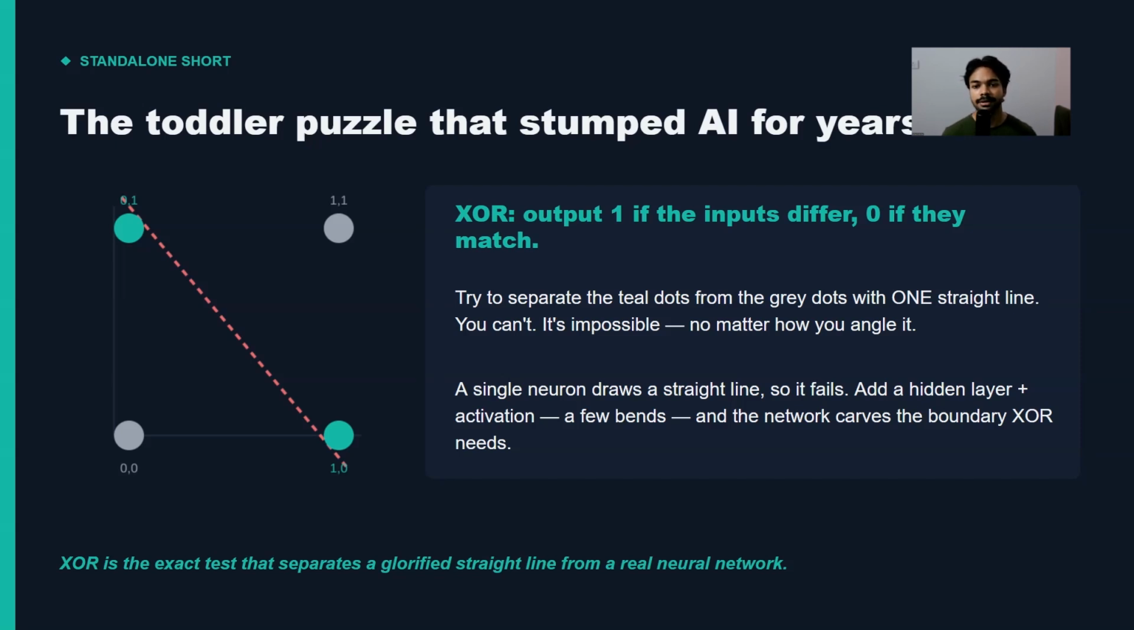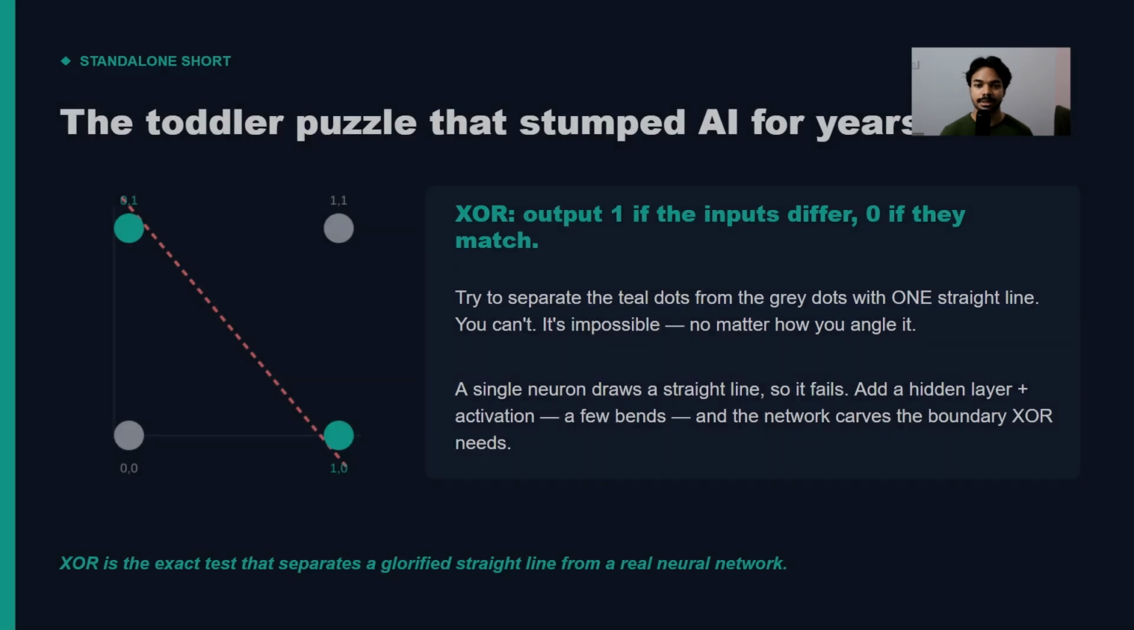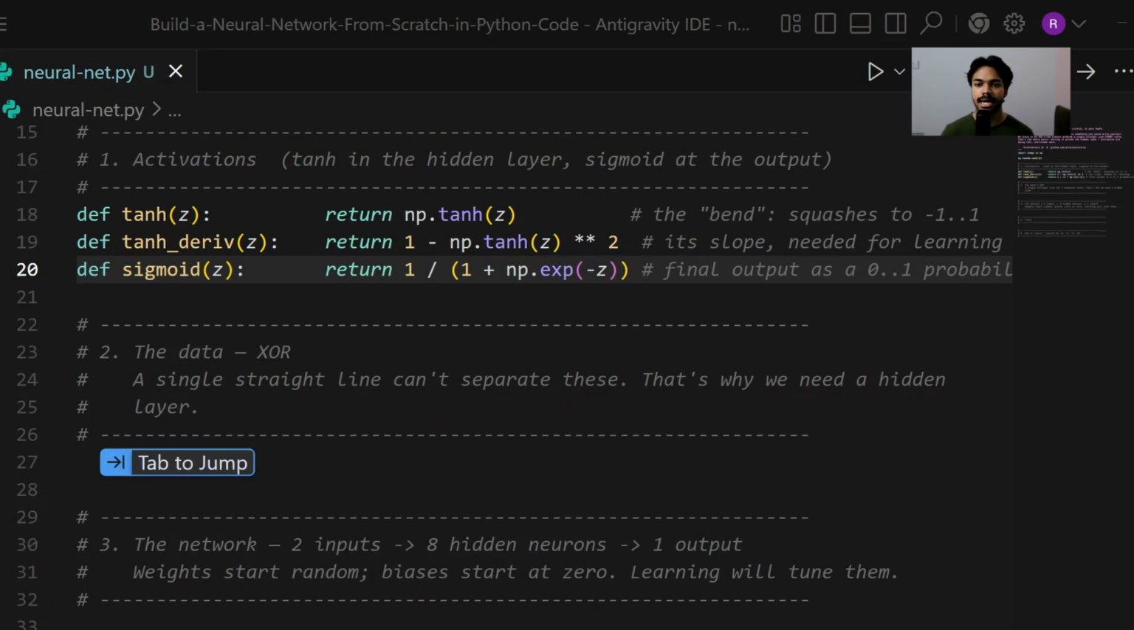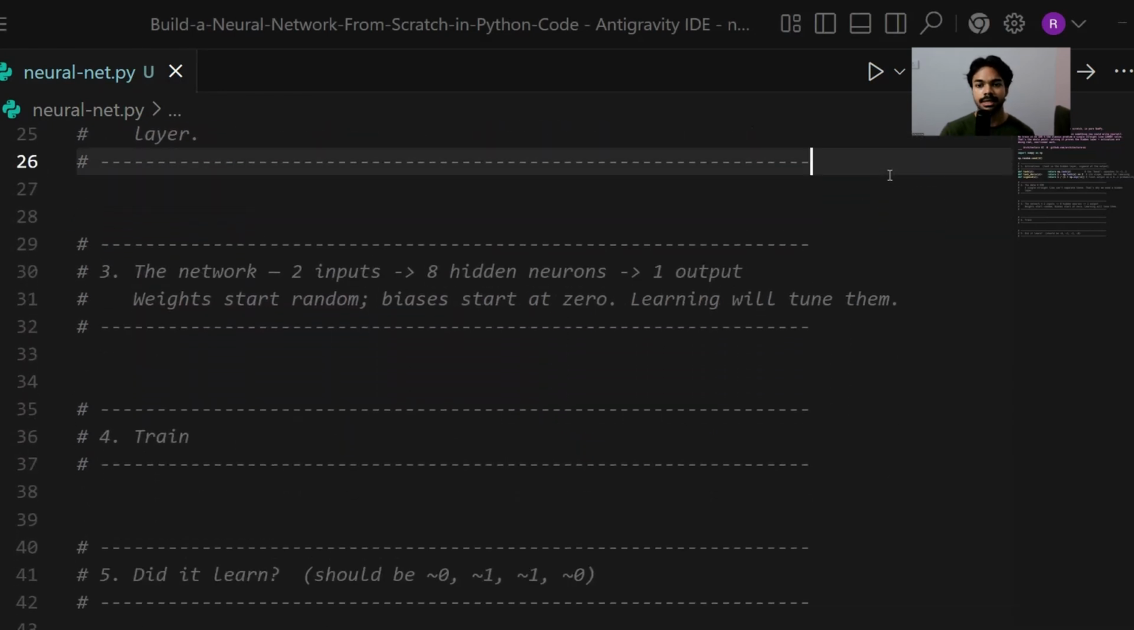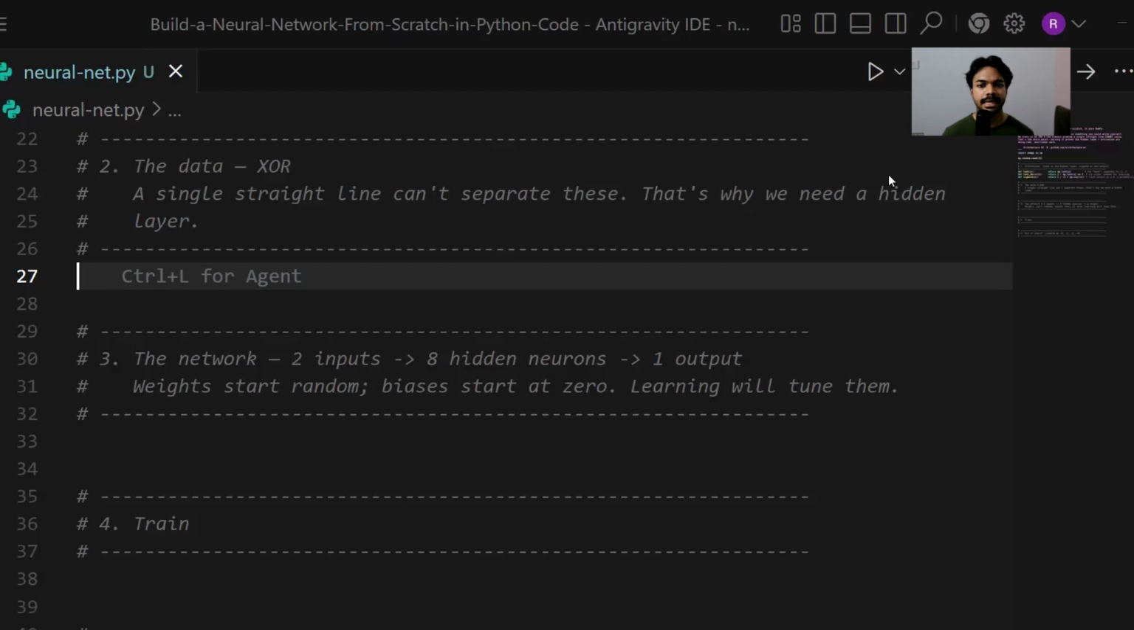The answer turned out to be everything we've built up to. A single neuron draws a straight line, so it fails, but add a hidden layer with an activation function. A few of those bends stacked together, and suddenly the network can carve out the weird non-straight boundary that XOR actually needs. So, XOR isn't a toy, it's an exact test that separates a glorified straight line from a real neural network. If a little hand-built network can crack it, that's proof the hidden layer and the activation are doing genuine work. So, let's give it that data.